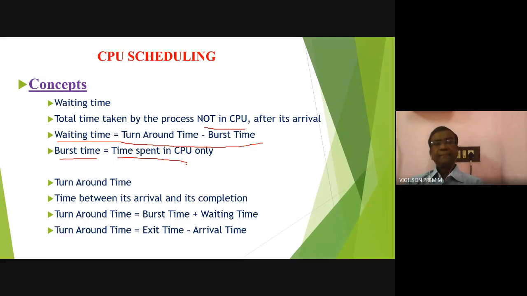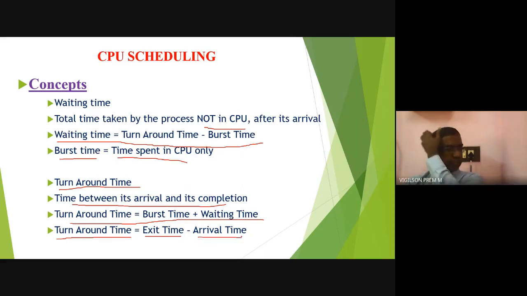Now the formula for turnaround time. Turnaround time is the time between its arrival and its completion, as I told. So the turnaround time formula is burst time plus waiting time. Or in other words, turnaround time equals exit time, that is completion time, minus arrival time. That's all. Both are the same: completion time minus arrival time.